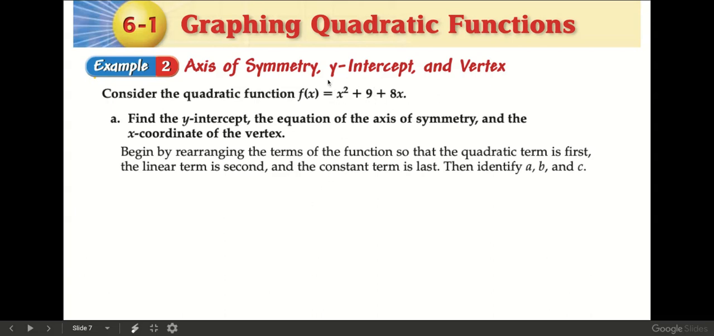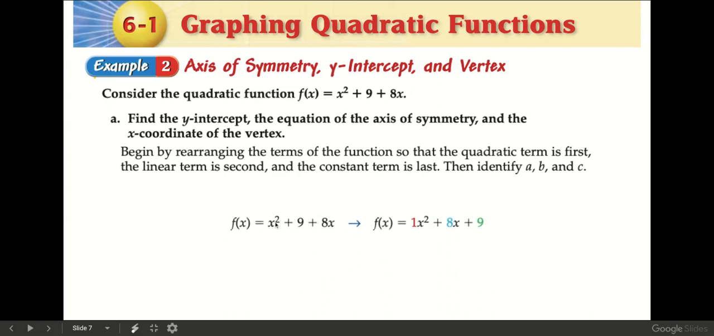So if you notice, it's not quite in the standard form you're used to looking at. Typically, we would have the quadratic term, and then the linear term, and then the constant. Right now, the constant and the linear term are swapped. So we can rearrange them because it's just adding, right? We can use the commutative property to rearrange that order. So that will help us.